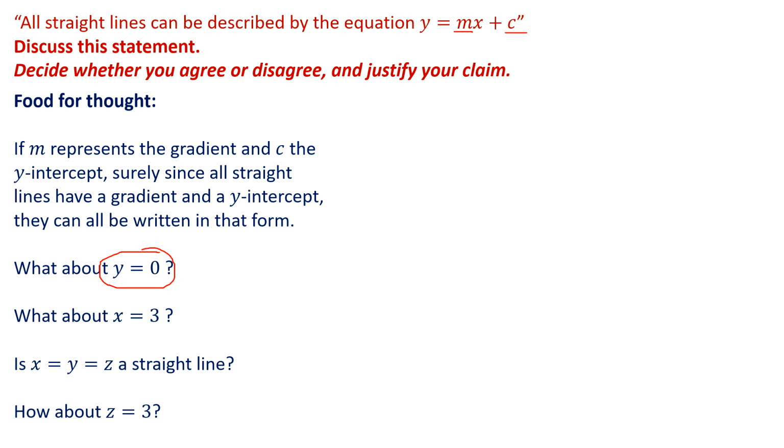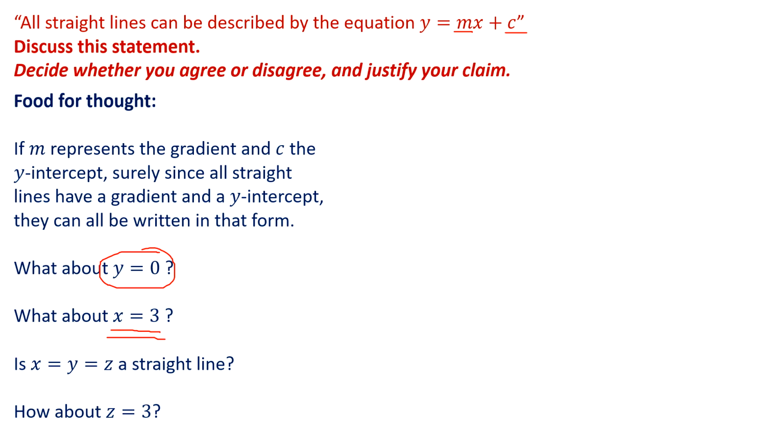Gradient 0, that makes sense, it's a flat horizontal line. It doesn't slope up or down, so it has a gradient 0. And a y-intercept of 0, well, the y-coordinate is always 0, so at the point where it crosses the y-axis, it also has a y coordinate of 0. More interestingly is this one, x equals 3.